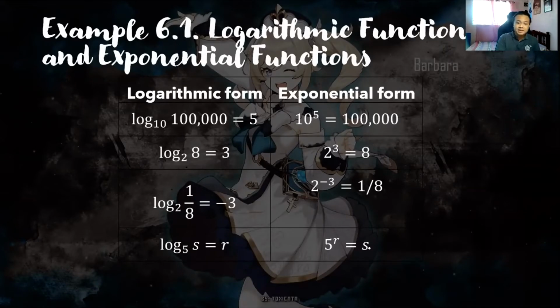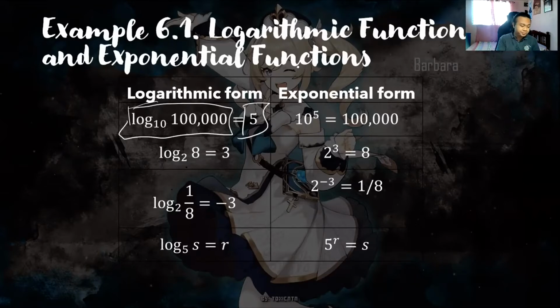Example 6.1. So this is just showing you how logarithmic form and exponential form are kind of the same thing. Just inverses of each other. It is important that you understand that the logarithmic form is the exponent. So this is just telling you that the logarithmic form is the exponent. Log a x is the exponent.